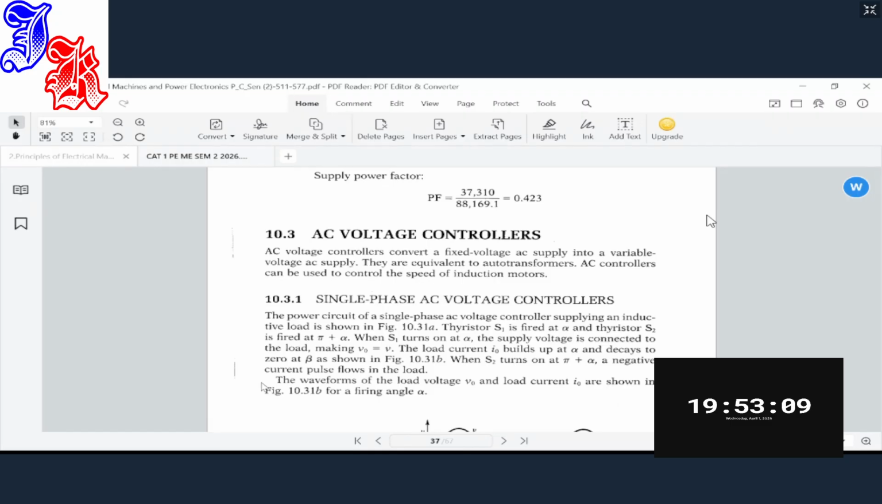Sorry, were we using V not as resistance? No, sorry. The resistance I gave as 10 ohms. I had given resistance as 10 ohms. Okay.